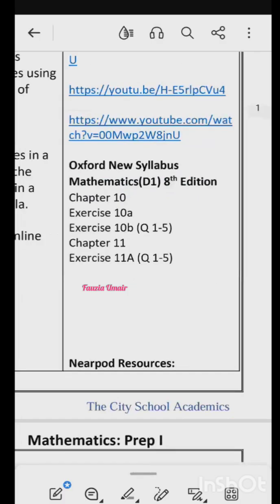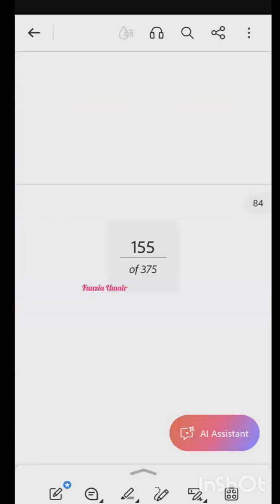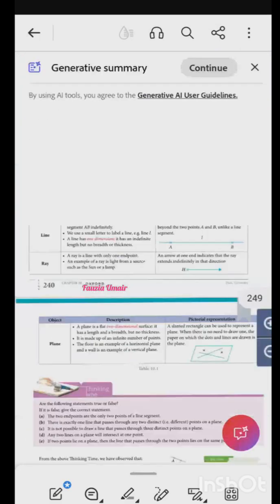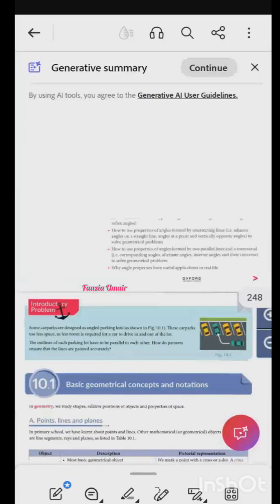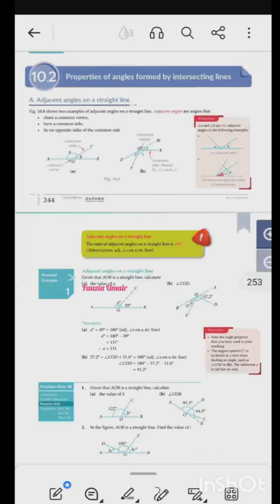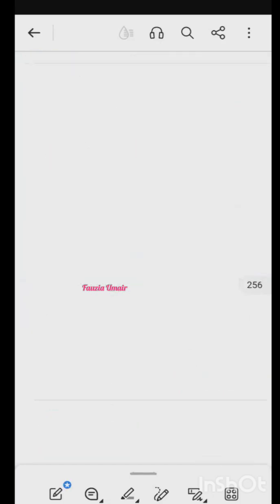A and B, and 11A, questions 1 to 5. Let me see. I have that book with me. Just give me a minute. Can you see the screen? Yes, ma'am. Okay. So I'm opening 11A. I think they would be triangle questions.